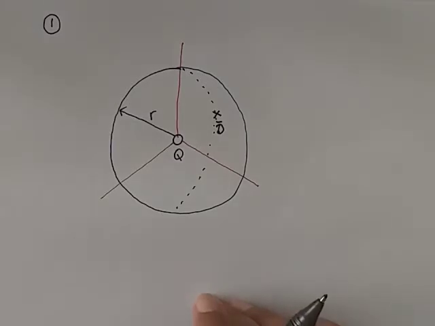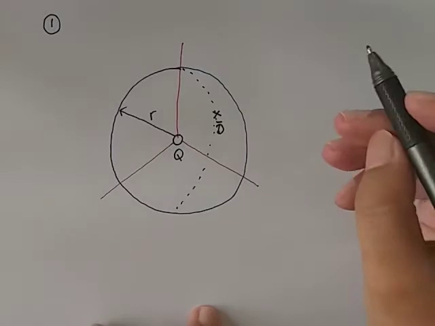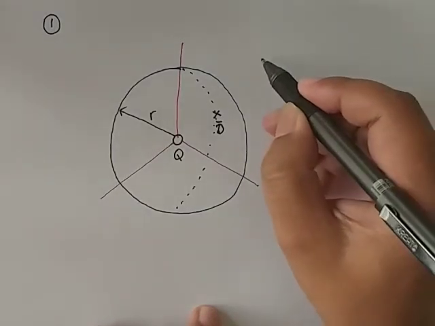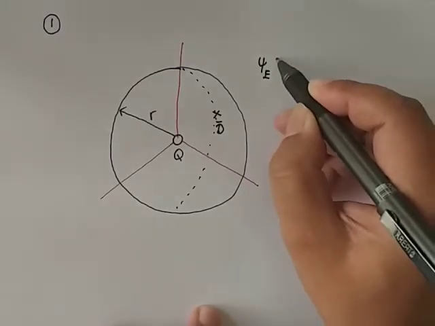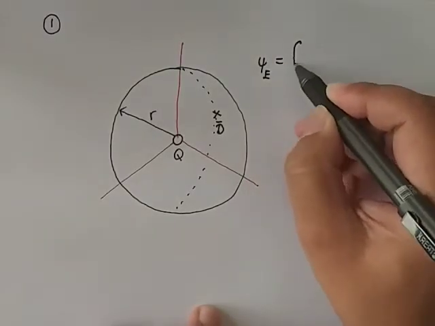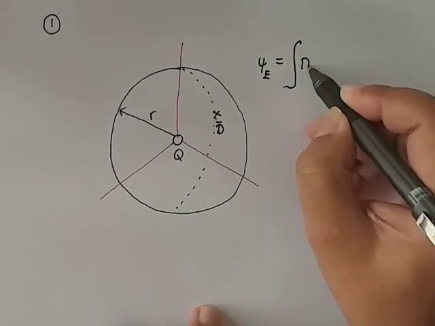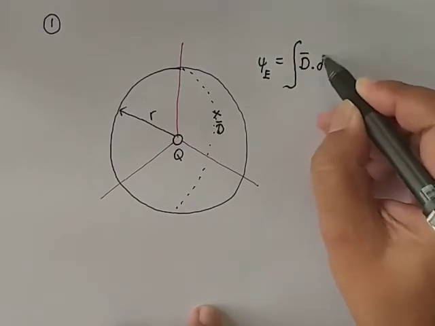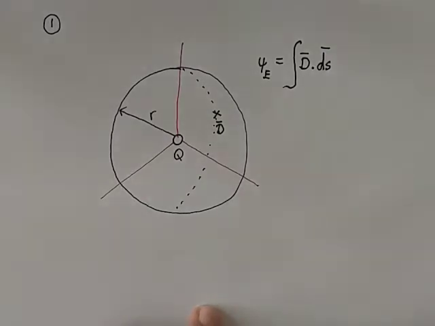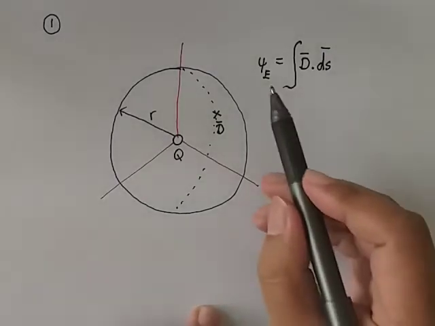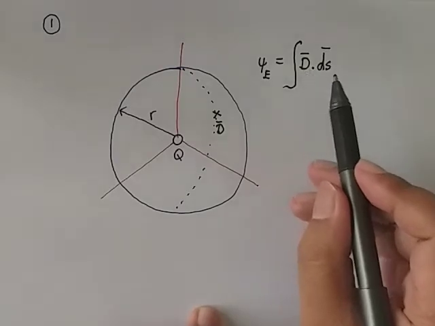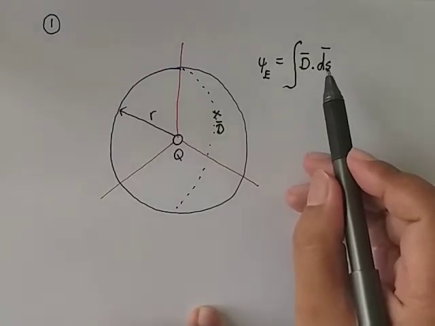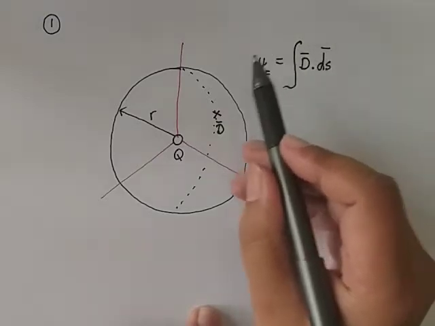So the way we do it, we have to use the equation that we saw before, that we proved together, that electric flux is equal to D dot dS. We're going to start with this particular equation. Okay, so what is this? This is the electric flux density, and this is the sample area. So this is going to be my starting point.